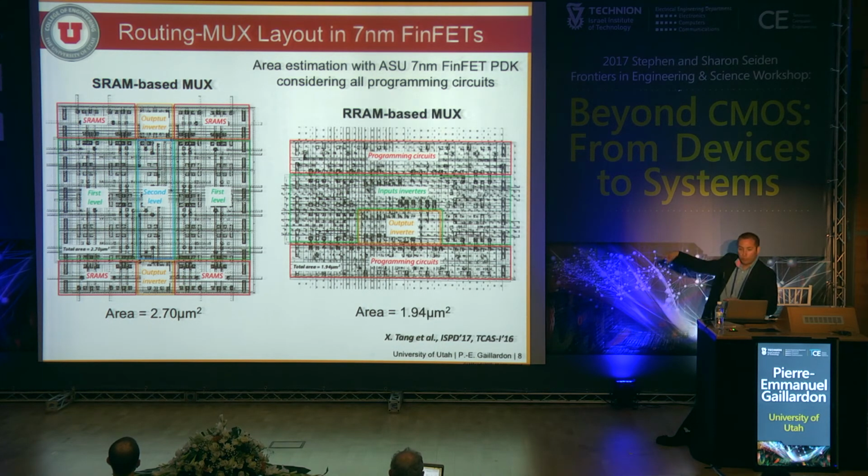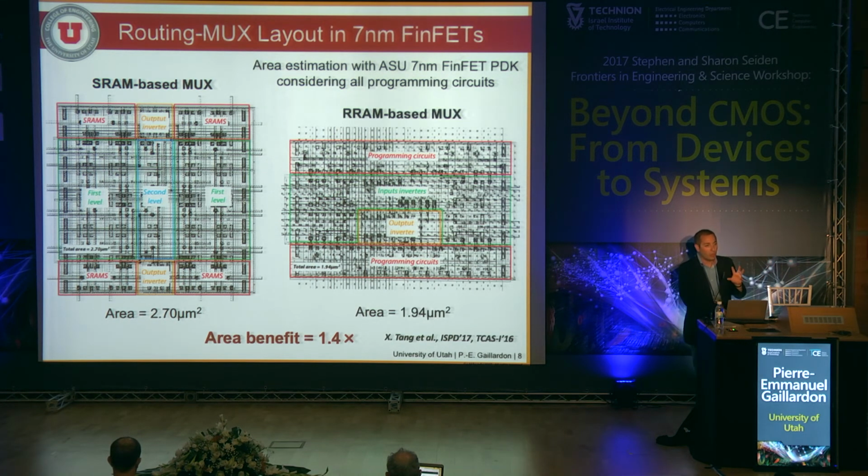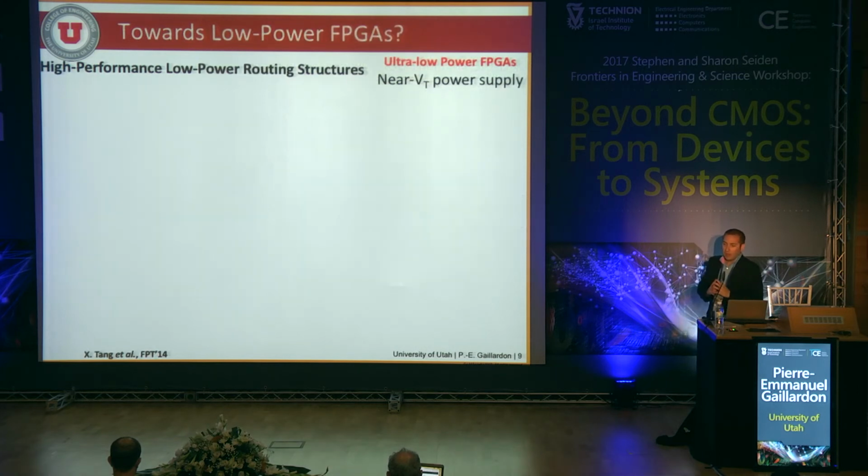So even though we have all the programming circuits that we need to account for, they are actually in the same range as what you used before with some SRAM circuits. So you do get an area benefit for creating an RRAM-based routing multiplexer. But what is extremely interesting with such a structure, and so far I just talked about area and performance, but what about power? I'm going to make a very important point for this technology.